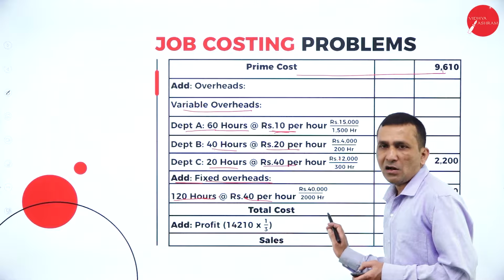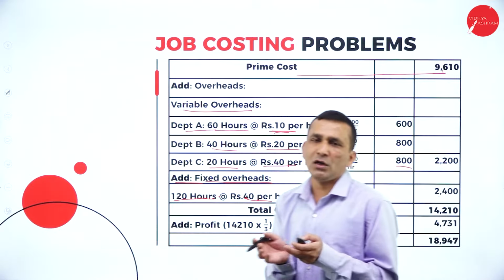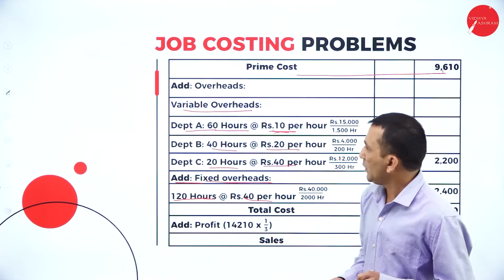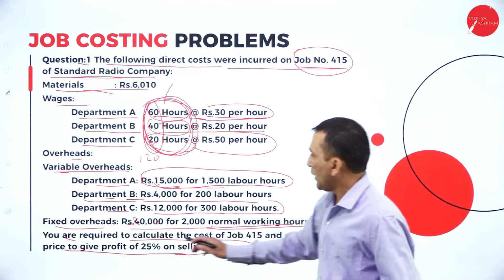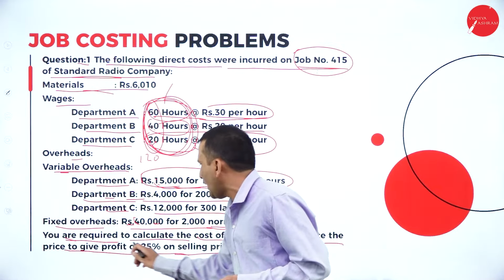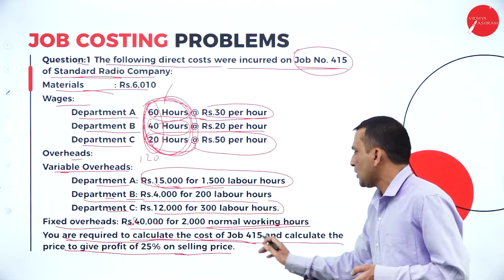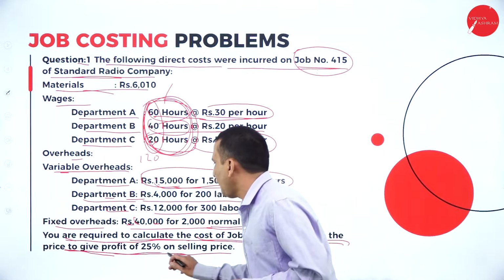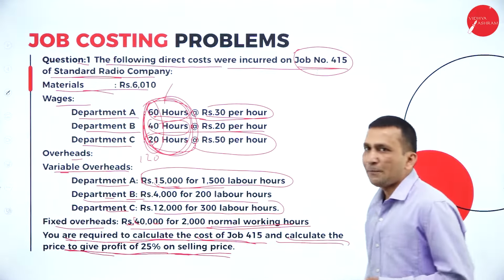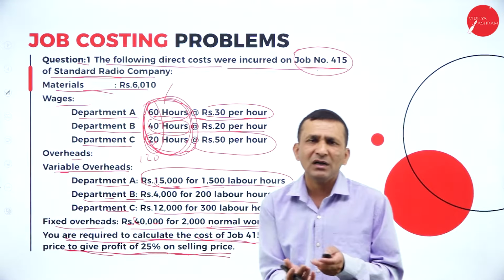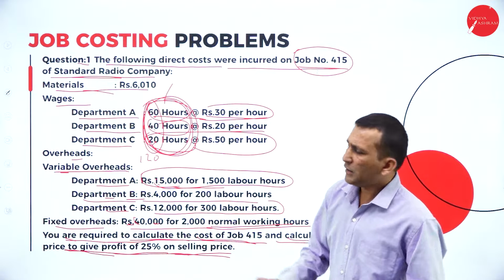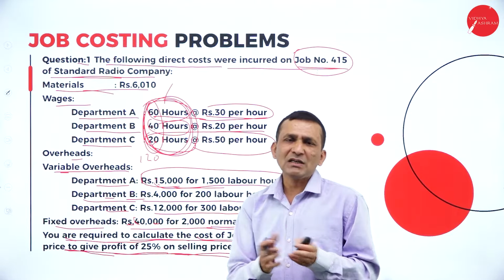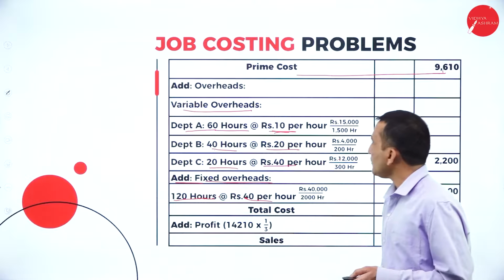as the total cost. Once you got the total cost, immediately what we are doing: you are required to calculate the cost of a job and calculate the price to be quoted, given profit 25% on the selling price. So which is inclusive, which means what? Inclusive method. The profit is included, so that's what we are trying to calculate.